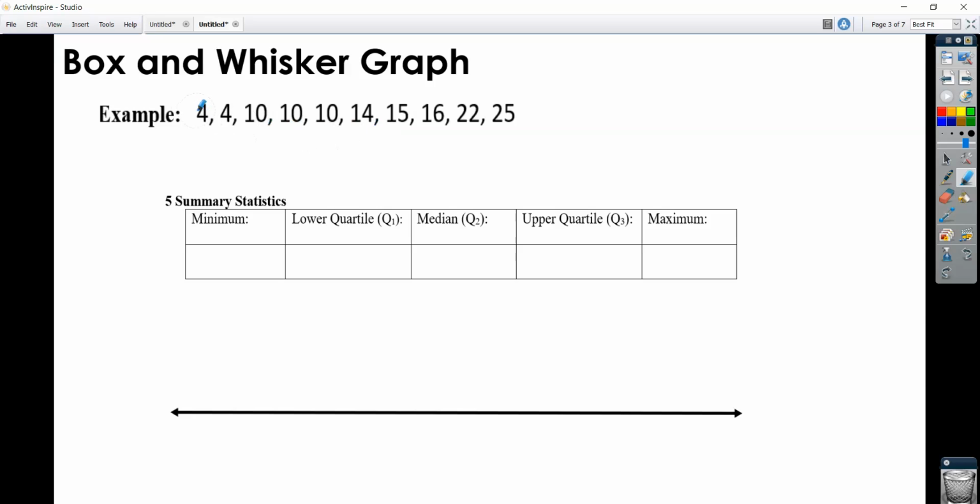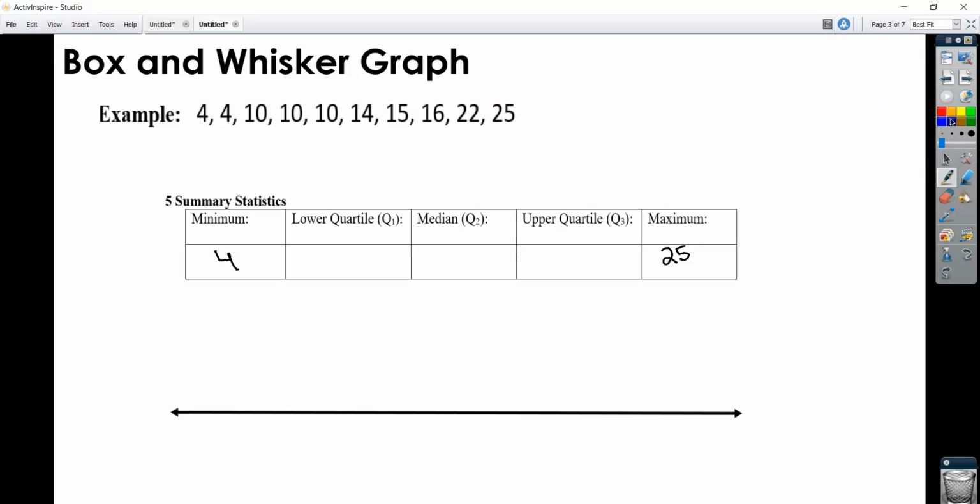My first step is always to go ahead: your minimum is going to be 4, your maximum is 25. So those are the first things that I would take care of. So my minimum is 4, my maximum is 25. The next step is I would figure out what the median is going to be.